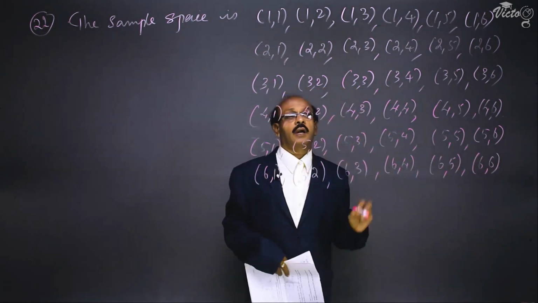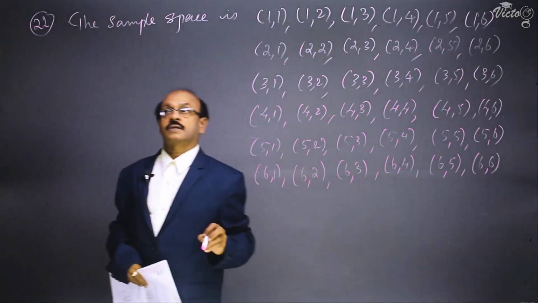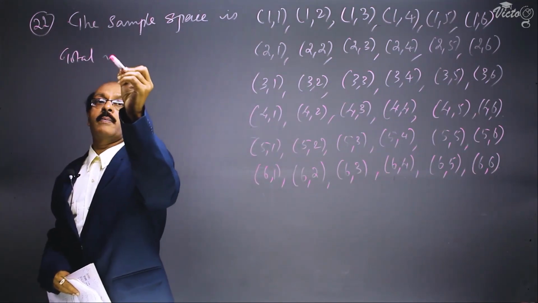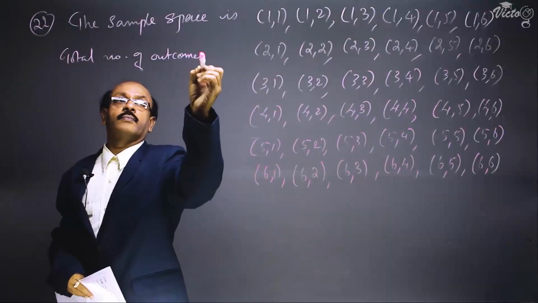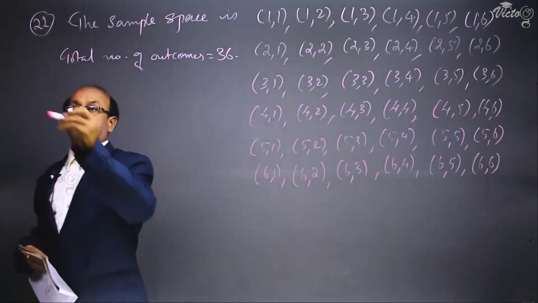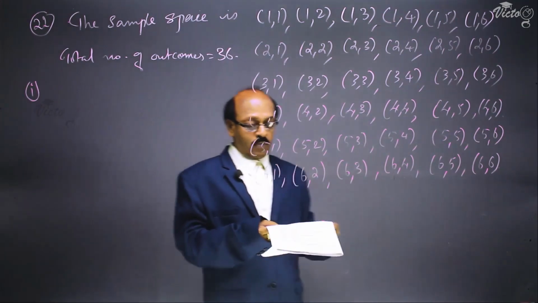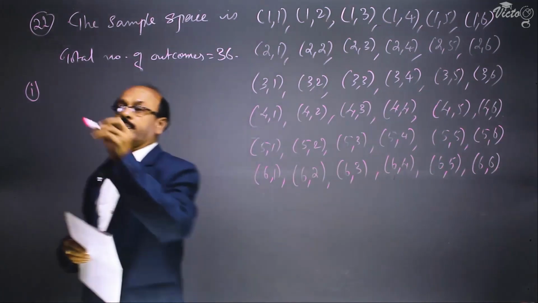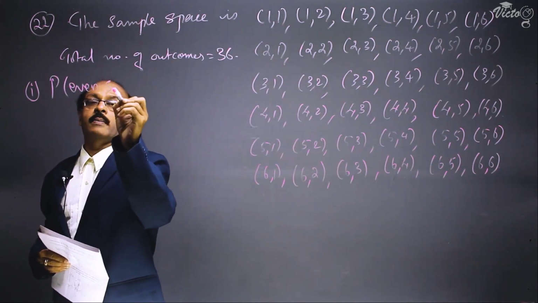Therefore, total number of outcomes is equal to 36. Now, in the first part, they are asked to find the probability of getting an even sum.